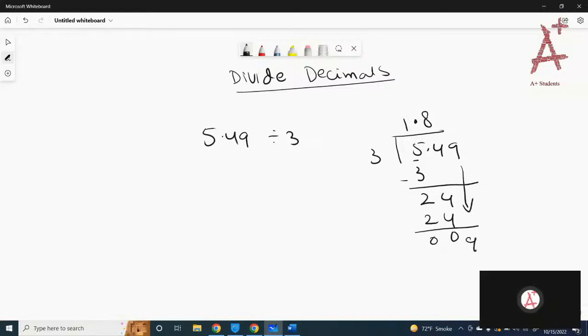Bring the next digit down. That would be 9. Now you have to count the table of 3 until you get the answer 9. 3 times 3 is 9, and 9 subtract 9 is 0. So that's how we have to divide the number until we get the remainder 0. So 5.49 divided by 3 equals 1.83. Got it? This way you have to divide the decimals by the whole numbers. Okay, I'll wait for a while. You can note down the example if you want to.